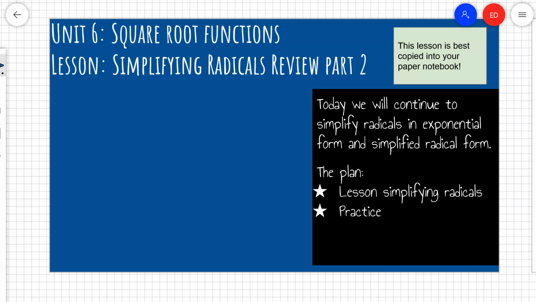All right, this lesson is on simplifying radicals review part 2. If you haven't seen part 1, go ahead and go back and see that. This lesson is best copied in your paper notebook, and it's part of the Unit 6 square root functions unit. So today we're going to continue simplifying radicals in exponential form and simplified radical form, but it's going to be a little bit more advanced than part 1.